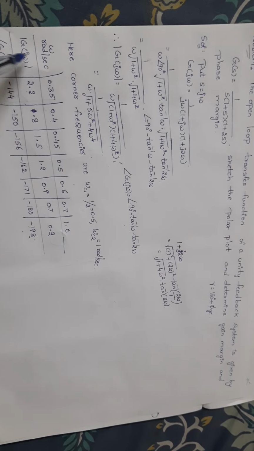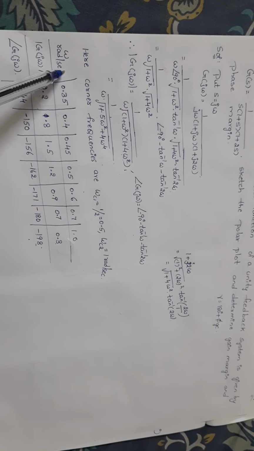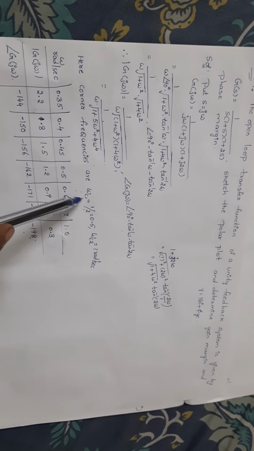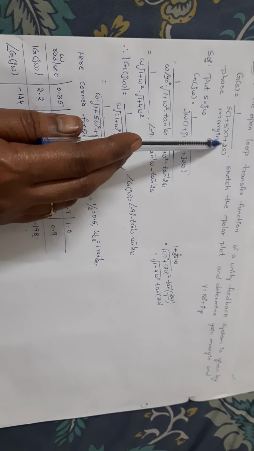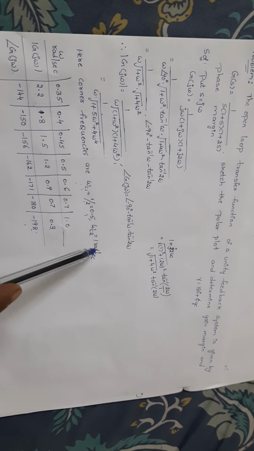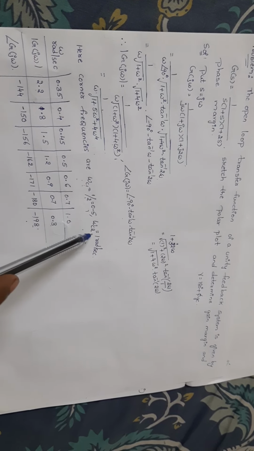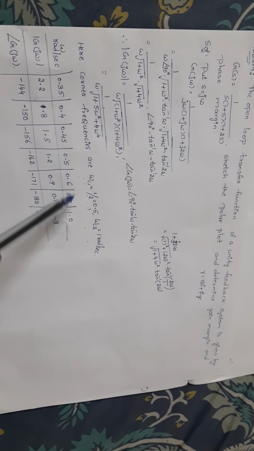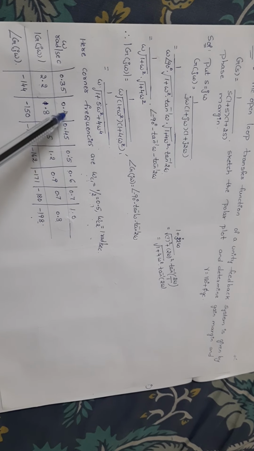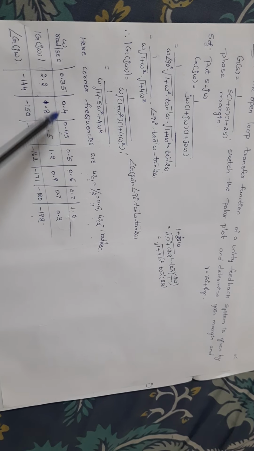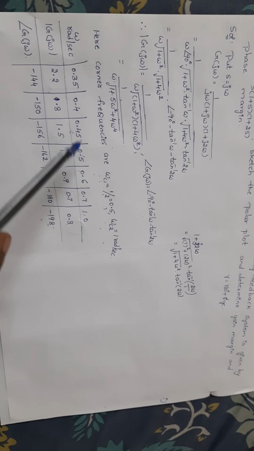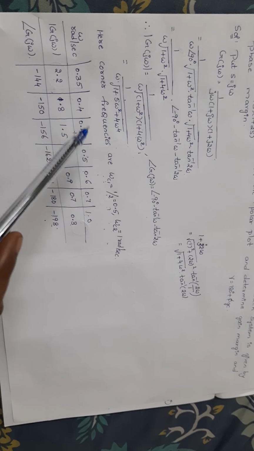So how to make this tabular column for ω values? Take the corner frequencies. What are the corner frequencies here? One corner frequency is 1 by 2, that is 0.5. Another corner frequency is 1 by 1, that is 1 radian per second. So you can have these two values in your tabular column, 0.5 and 1. You can also take values like 0.6, 0.7, 0.1 and 0.4. I took 0.35 and 0.45 to plot the graph very conveniently. When I show the graph, you can understand why.